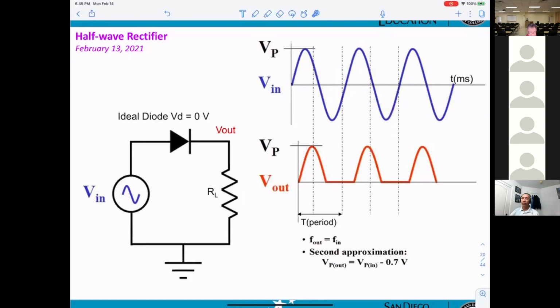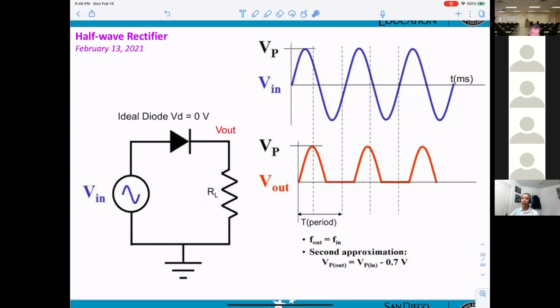That's only telling you halfway, meaning they only allow the positive to go to the output, but not the negative. That will be half-wave. Okay? And in this output here, the output frequency and the input frequency will be the same.